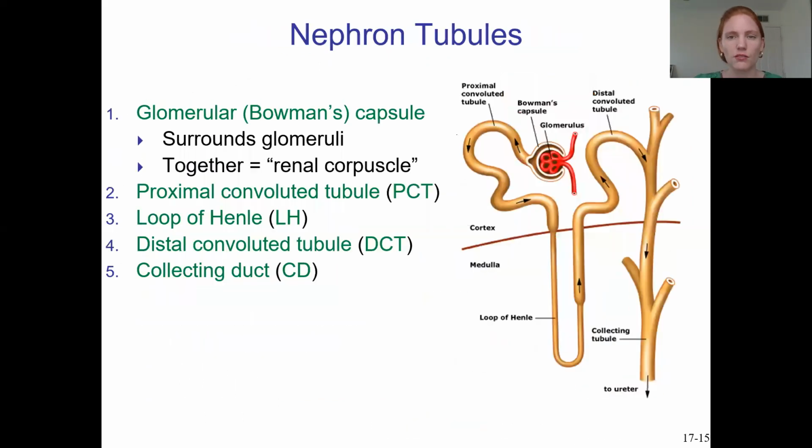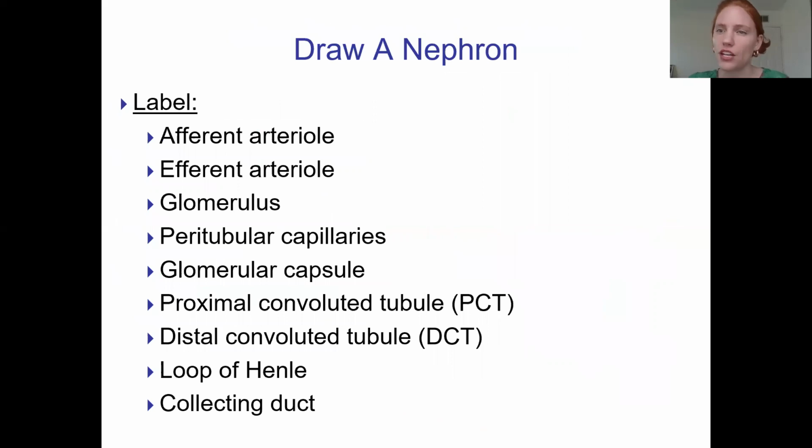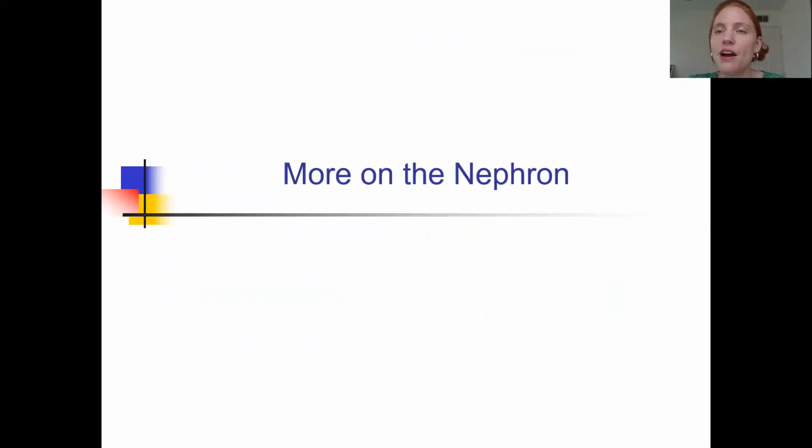Okay, so I suggest that you go ahead and try to draw that. Okay, now what we need to do is talk about some more of the specific structures of how the nephron works to reclaim and secrete things into the filtrate to turn it into urine. Okay, so I'm going to go ahead and pause. I'm going to go ahead and stop the recording and then come back and give you some more information later.